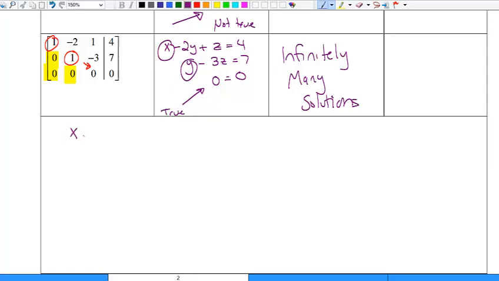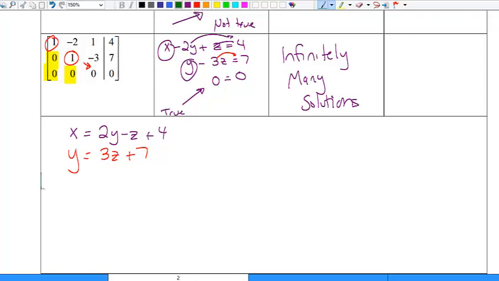So I have x equals positive 2y, because I moved it to the other side, minus z, because I moved it to the other side, plus 4, because the 4 stayed on the same side. For my y, I have y equals 3z, which moves to the other side. The 7 stays positive. And then the last situation, I don't have any more equations.